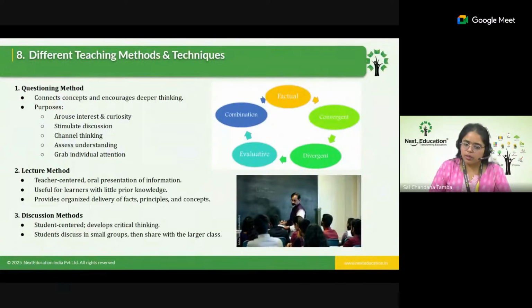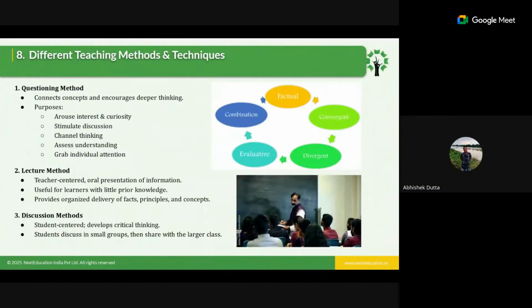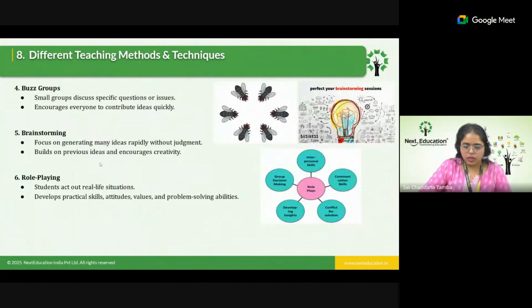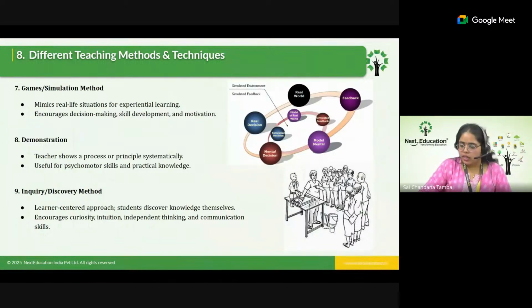Next is the discussion method, where you ask the students to discuss among themselves or with the teacher, where the teacher is going to give questions to the students and they are going to discuss within a group. So this is the discussion method. Moving forward, we have seen games and simulation.